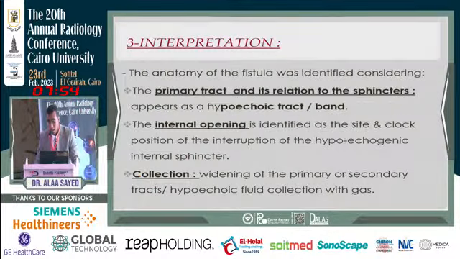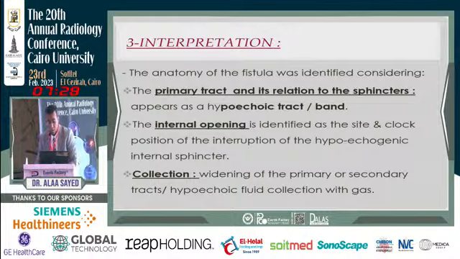Interpretation and analysis and points to be fulfilled by the endoanal ultrasound. The anatomy of the fistula was identified considering the primary tract and its relation to the sphincter, whether it's intersphincteric, transsphincteric, supra or extrasphincteric. It usually appears as hypoechoic tract or band. The internal opening identified at the site of the interruption of the hypoechoic internal anal sphincter and should be precisely localized according to clock position.